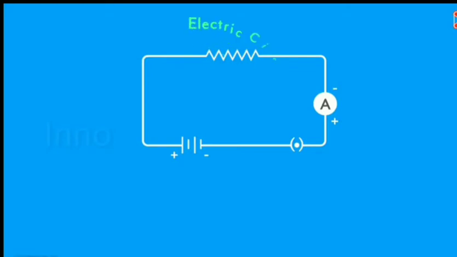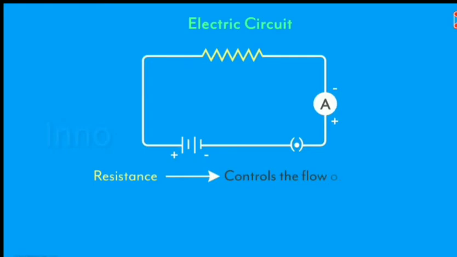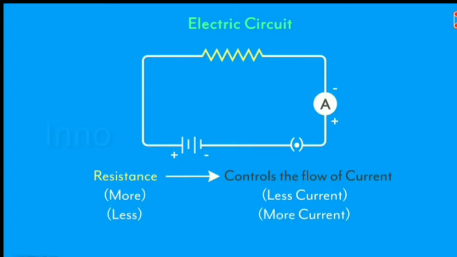Do you remember what resistance is? In an electric circuit, it is something that controls the flow of current. If it is more, then the current reading will be lower. If it is less, then the current reading will be higher. It's inversely proportional to the current.